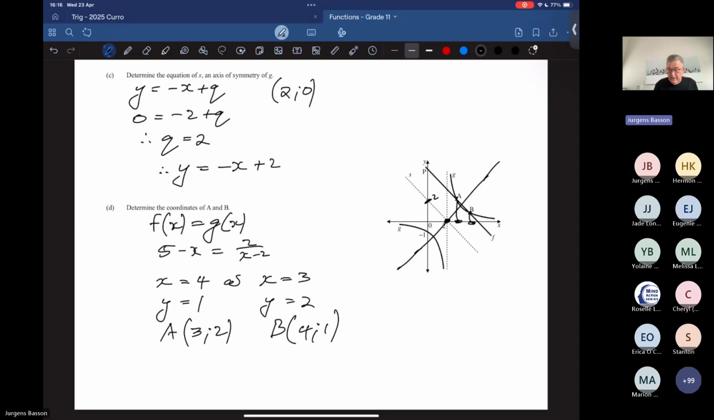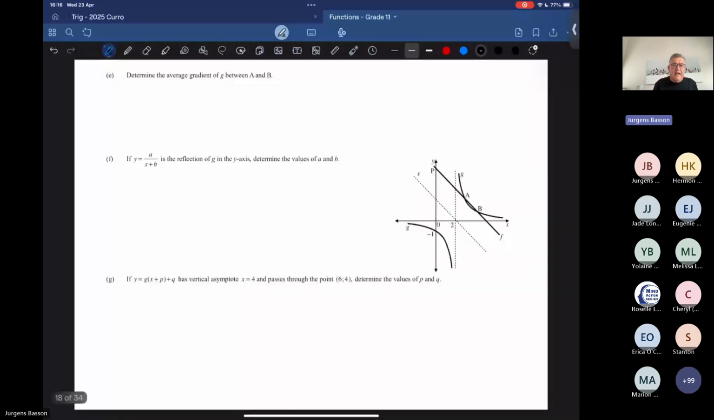So if we look at the next one, they ask us for average gradient. Now that is pretty boring. You notice that they ask it between A and B. We have those two coordinates. We just calculated that. So for average gradient, we use the same formula as gradient, and that is the change in y over change in x. And that gradient then works out to -1 if we use those values of A and B.